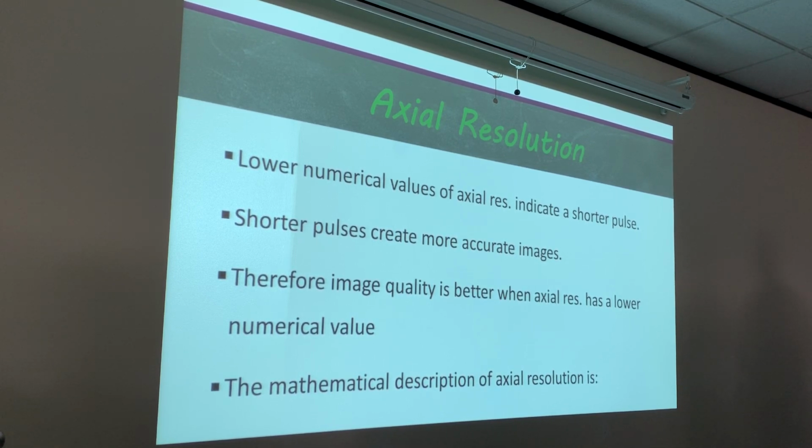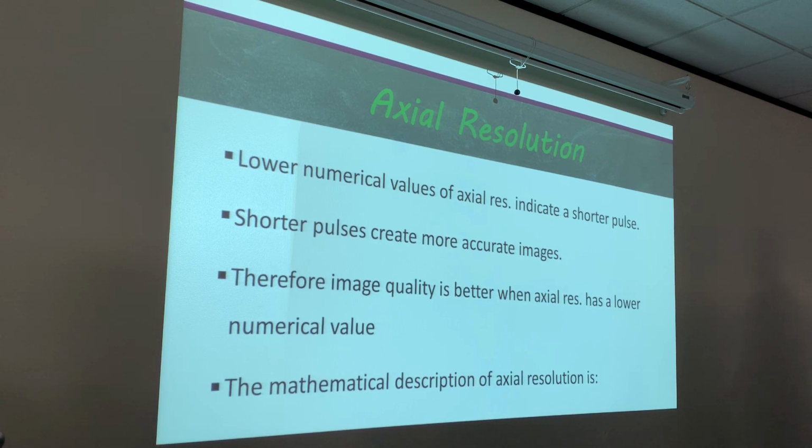So if I have a transducer that's 5 megahertz and a 10 megahertz transducer, which one is going to have... Well, that's not a good question, because I'm not telling you the pulse. So if I have a spatial pulse length that's 10 millimeters and 5 millimeters, which one is going to have the best axial resolution? The shorter the better. The 5 millimeter one is going to have the better axial resolution. So we like lower numerical values. Therefore, our axial resolution is going to be 5 millimeters for the 10 millimeter pulse and 2.5 for the other one. So we want the lower numerical value, which is the 2.5. Shorter pulses create more accurate images. We know this already. Therefore, image quality is better when axial resolution has a lower numerical value.